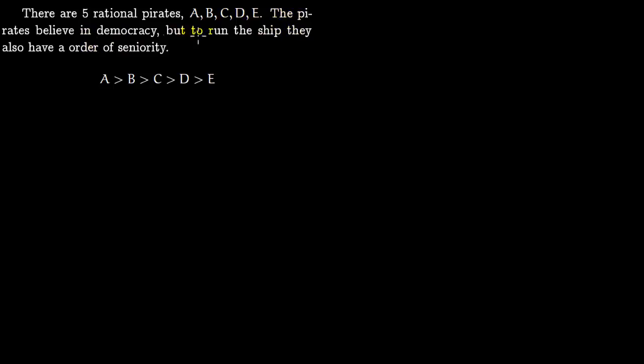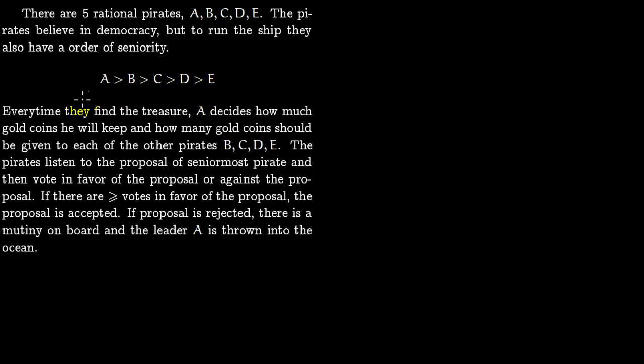These pirates believe in democracy, but to run the ship they have an order of seniority, just like in any corporation. So A is, say, the CEO of the ship. A is at a higher rank than B, B is higher than C, C is higher than D, and D is higher than E. Every time they find a treasure, the senior most pirate decides how many gold coins he will keep and how many gold coins should be given to each of the other pirates, B, C, D and E.